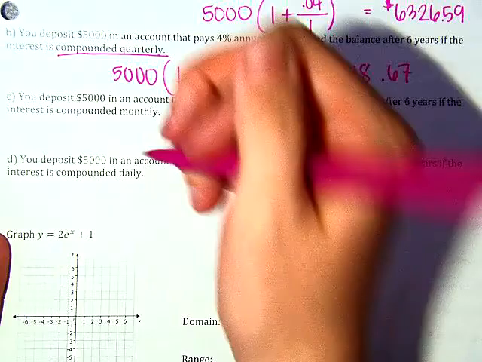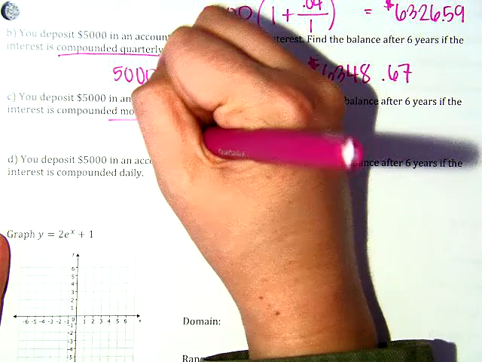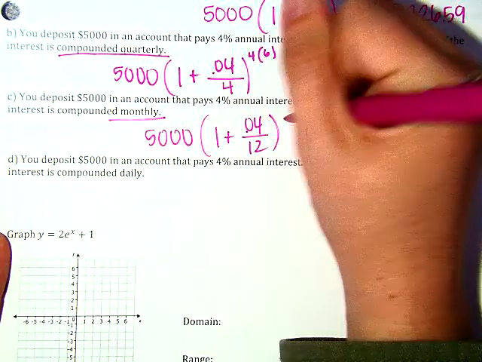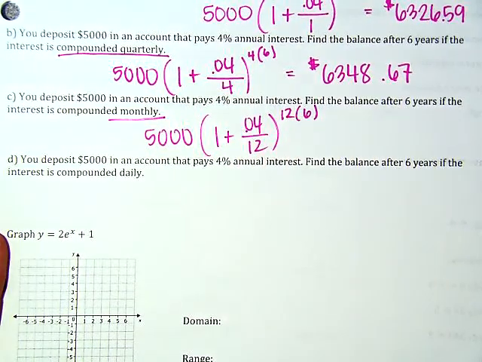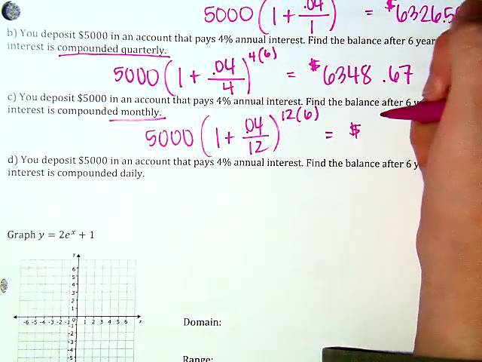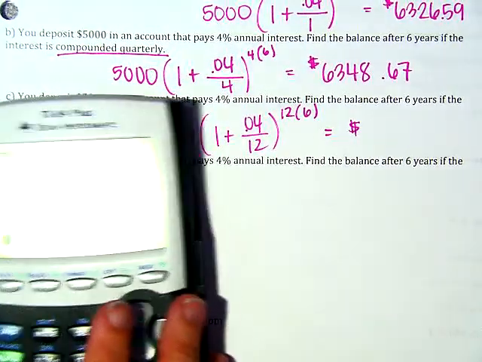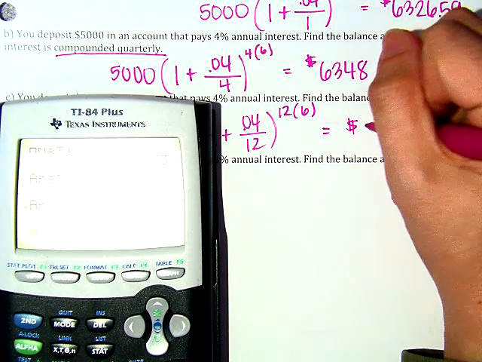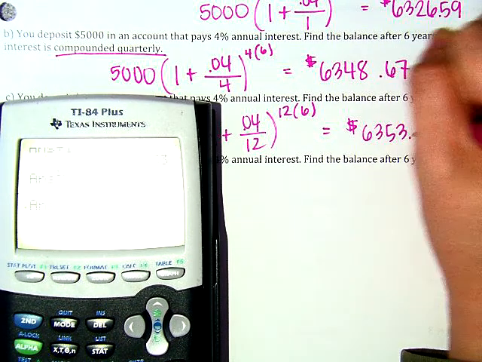Next one is compounded monthly, so 5,000 times 1 plus 0.04, there's 12 months in a year. There's my formula. Hopefully you got the hang of plugging it into your calculator at this point. But we'll do it again. 0.04 divided by 12. Add 1. Take it to the power of 12 times 6, times by 5,000. I get 6353.71.